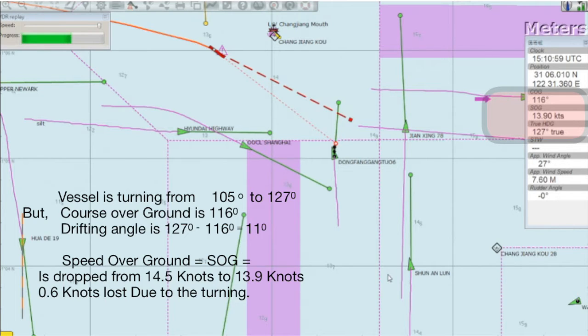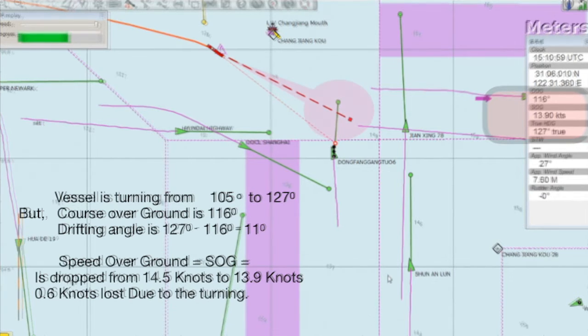So in the master's mind, the ship's captain's mind, he thinks he is already passing this vessel's stern, but actually the ship is still going in a collision direction. And also the ship's speed is dropped because of the turning. They have the force of leaving the original course line, so the speed dropped 0.6 knots. This is what happens when a vessel is turning. They have a drift angle. It means the angle between the heading and the ship's true course.